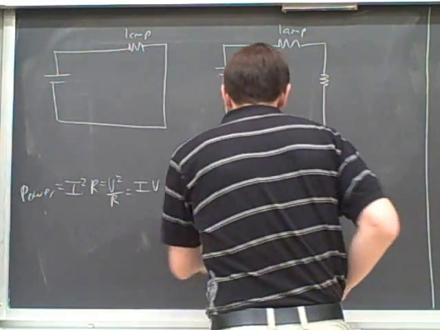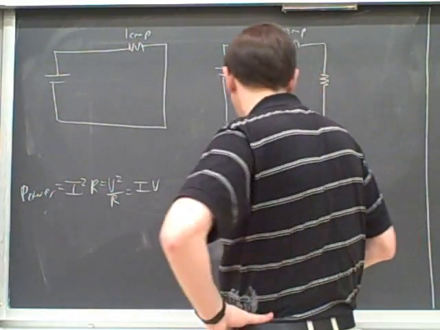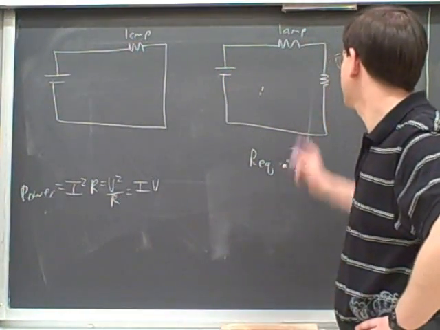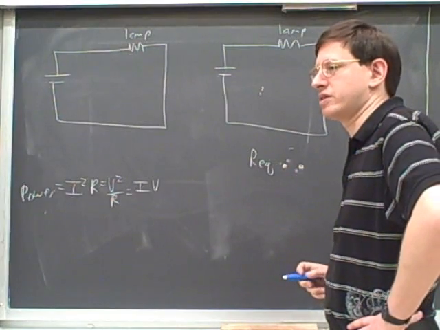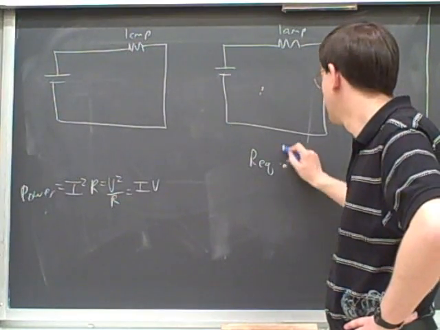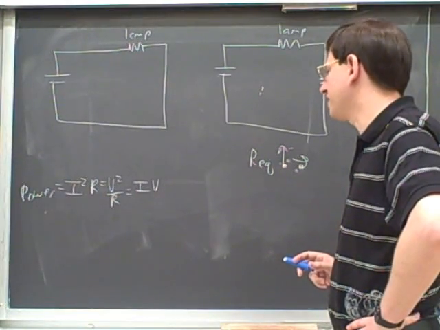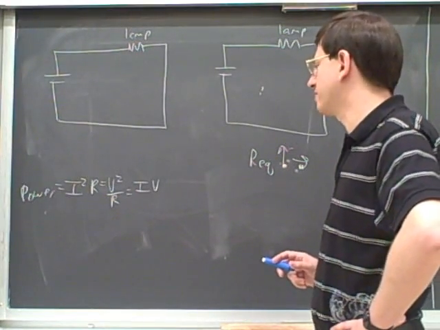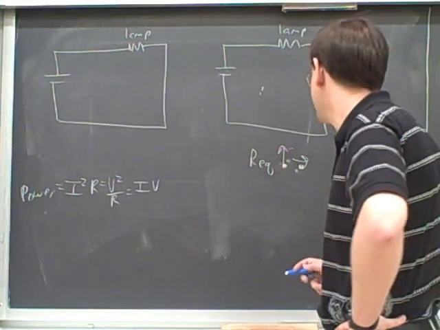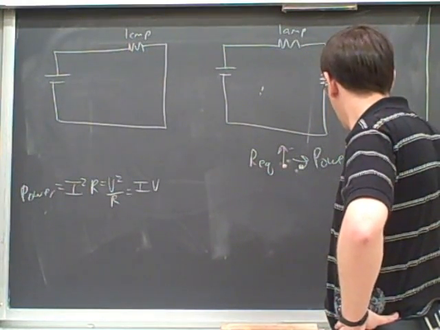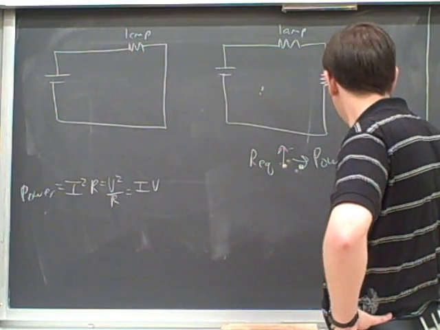So that would be a good point. What happens to our equivalent resistance when we add this extra resistor? Does the equivalent resistance go up or down? We know that the voltage from the battery stays constant. So what happens to the power from the battery? It goes down. Good.